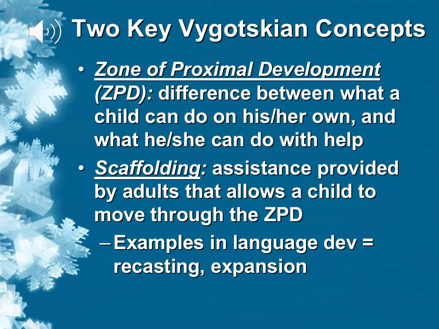Unfortunately, the language is translated from Russian, and so sometimes it gets a bit awkward. As you probably know, sometimes when translating things, you can't really do it word for word in a way that makes total sense. Anyway, the first concept here is the zone of proximal development, or what we call the ZPD. This is very simply, despite the weird name, the difference between what a child can do on his or her own and what he or she can do with help.